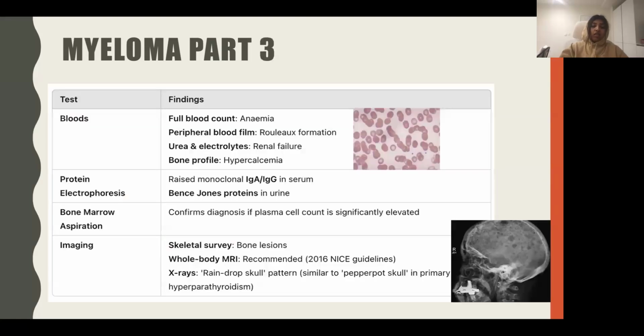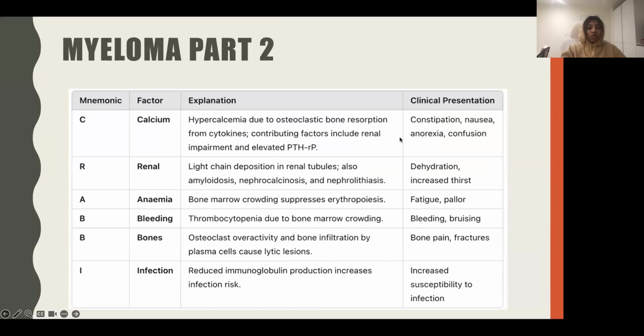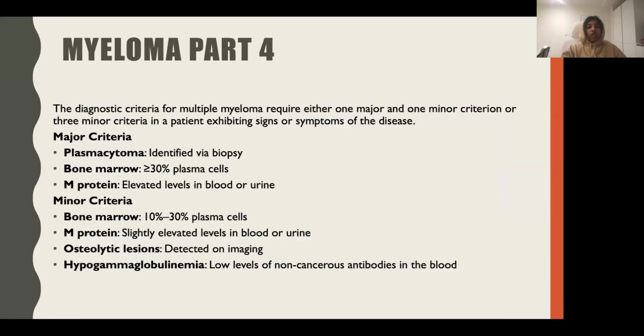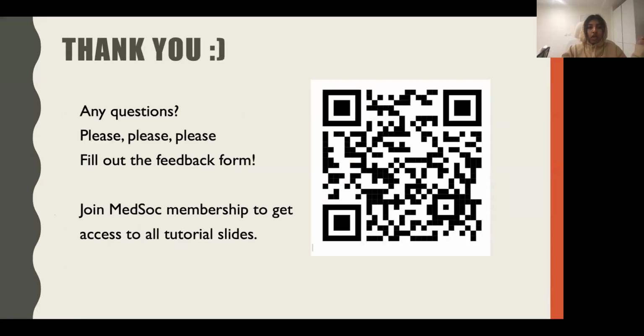I think for testing, the main thing they could test you on is that protein electrophoresis is your investigation of choice. And the thing that you'll see most is IgA. IgA is your most common finding. Rouleaux formation in your histology, and just learn the CRAB criteria and know the symptoms of hypercalcemia, because hypercalcemia can present subtly. I forgot what the mnemonic is, but it's like stones, bones, groans, something like that. So remember that.